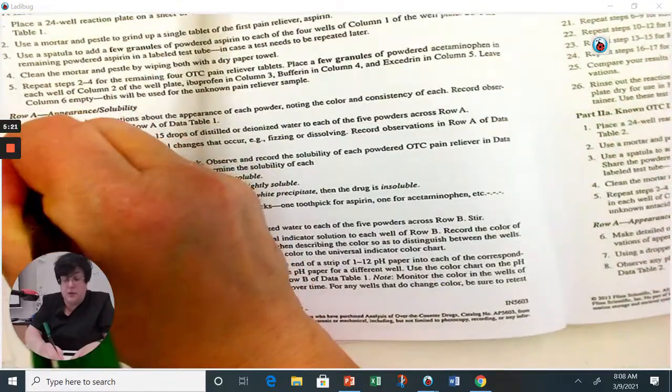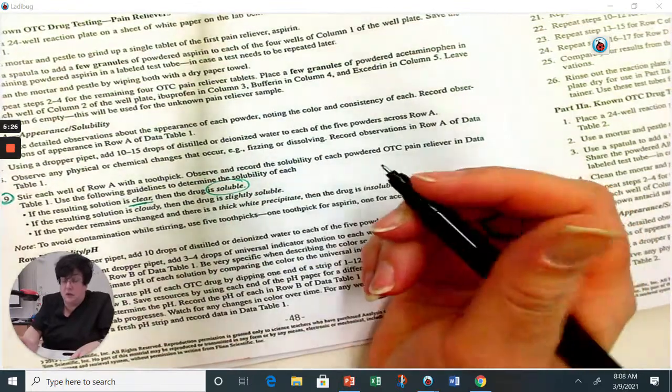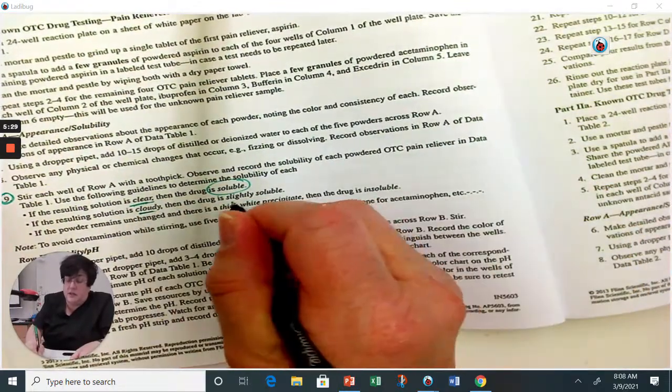Now, guys, when you do solubility in water, if it is clear, we say it is soluble. It means it dissolves. If it is a little cloudy, we say it is slightly soluble.